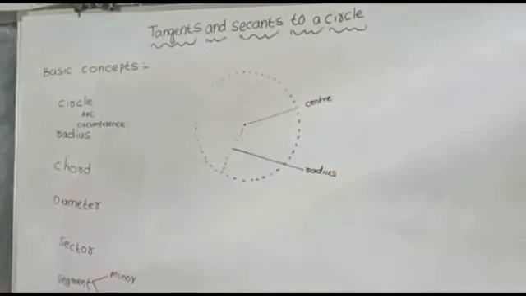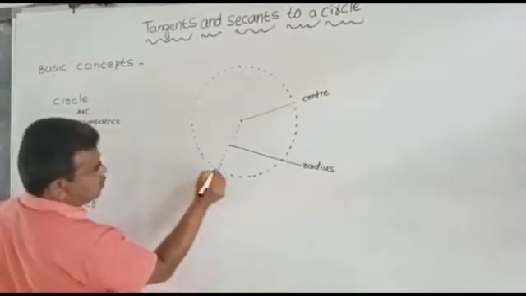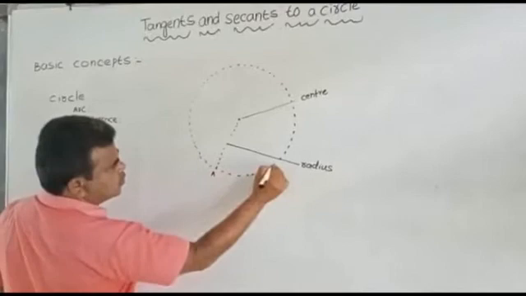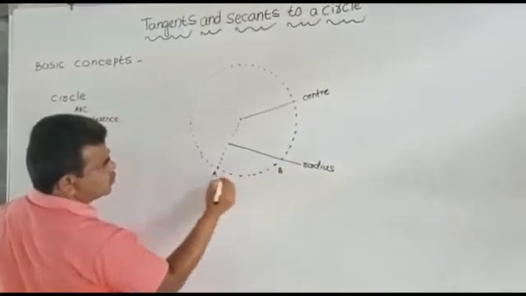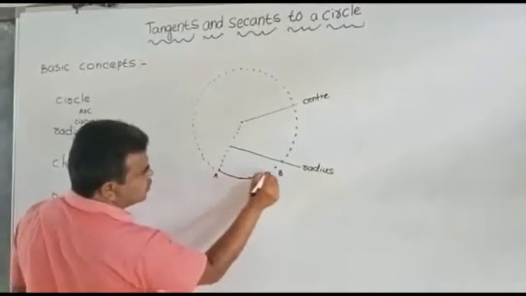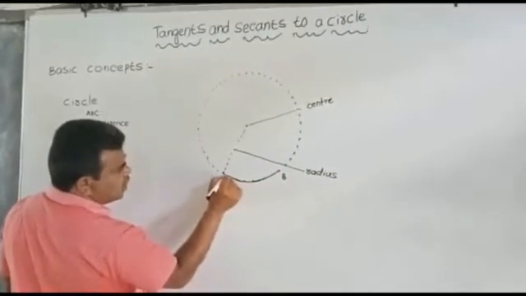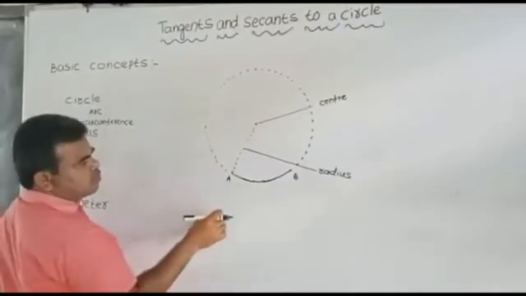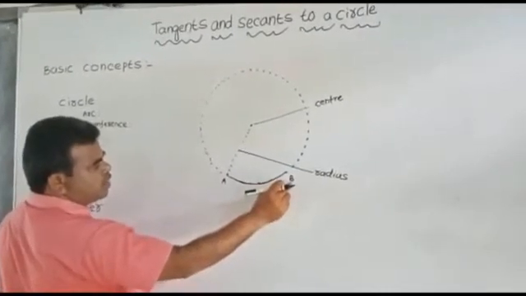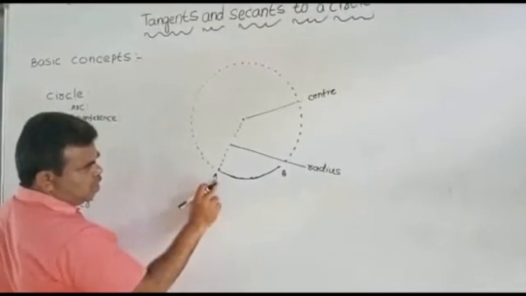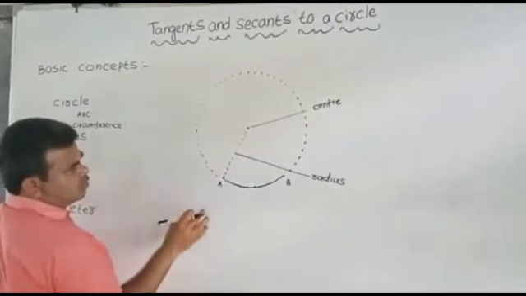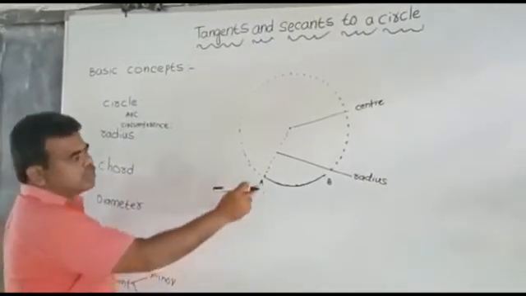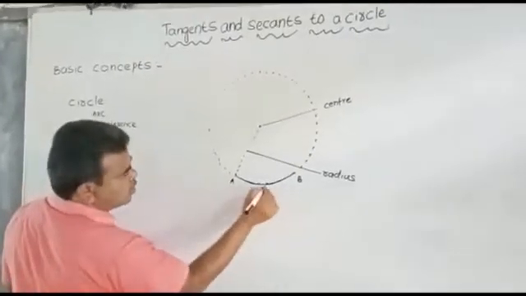Another concept is arc. Let this point be A and let this point be B. Join these 2 points. This AB curve is a part of a circle, so AB is known as an arc of this circle. That means a part of a circle is called an arc.